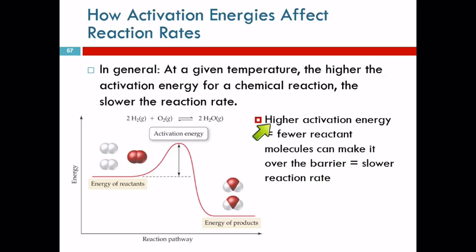So with high activation energy, fewer reactant molecules can get over the barrier. They have to have enough energy. When we talked about collision theory, these molecules have to collide with enough energy to break the existing bonds. The activation energy is the amount of energy that they need when they collide. The higher that is, the fewer successful collisions we're going to have, and the slower the reaction rate.